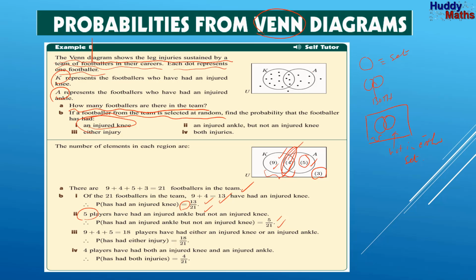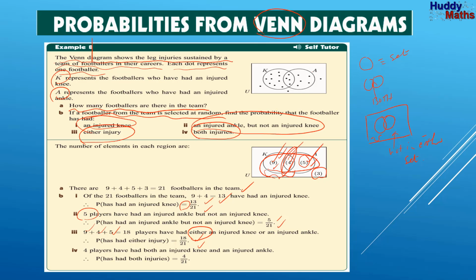How many players had either injury? Well, we have the whole lot then. So either injury was a lot. They have knee or ankle or both. So that's what either means. One or other or both. So 9 plus 4 plus 5 is 18 out of the team, 18 out of 21.